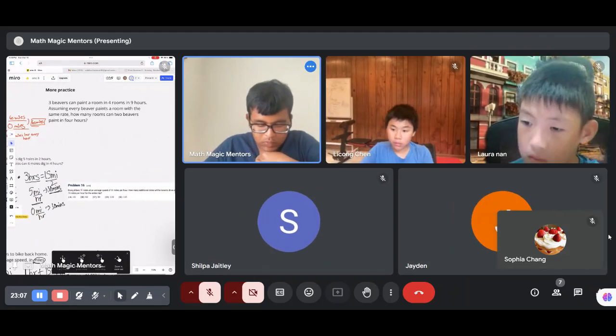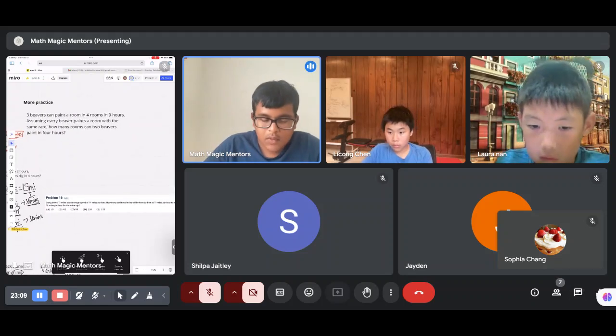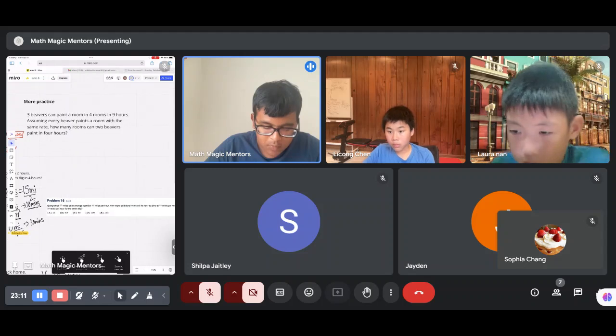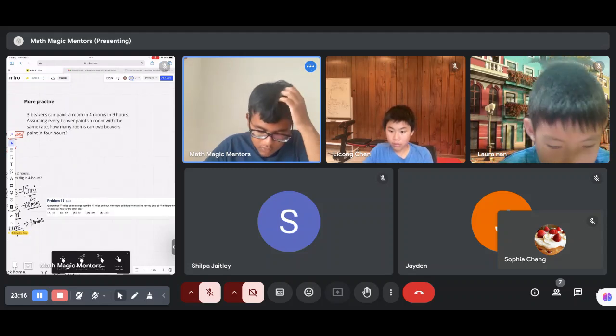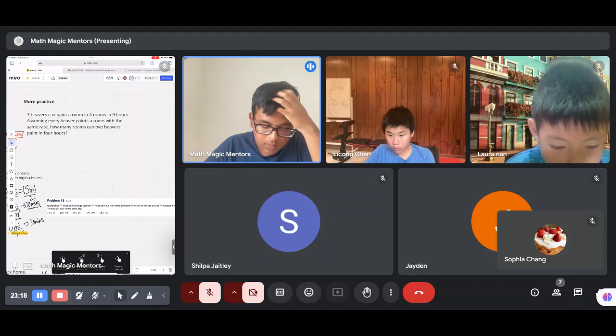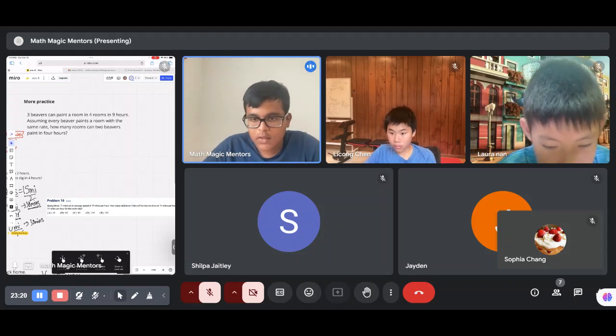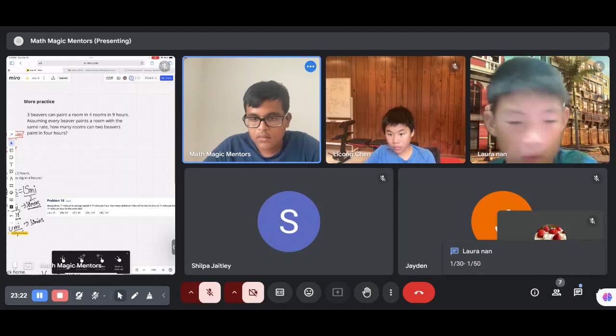So we can move on to this problem. It's kind of an extension of the last problem, but it's a bit harder. So looking at this problem, does anyone have any ideas on how we could start?